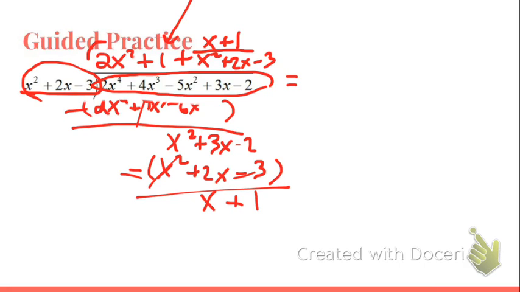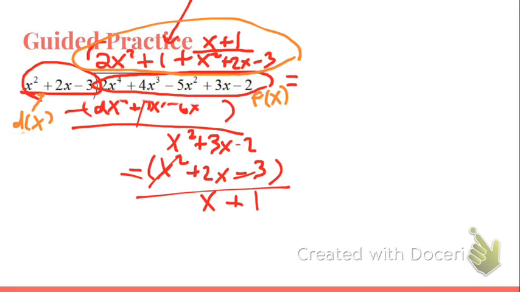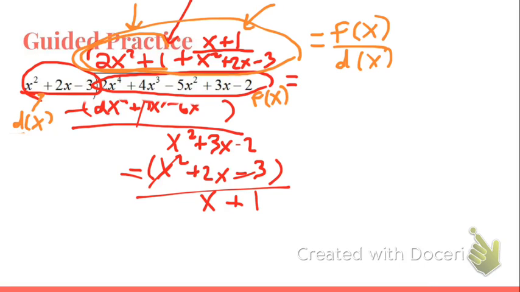Alright, so if we were to call this the dividend, f of x, and this divisor here d of x, then we could say this expression right here is equal to f of x, that big quartic polynomial, fourth degree polynomial, over d of x, which is this. This part is called the quotient, and then it's the remainder over the divisor, which is also appearing right there.